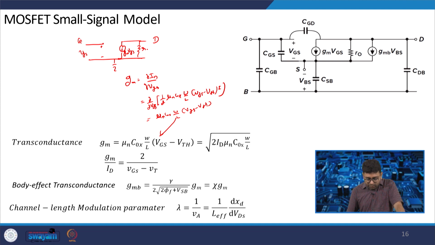Now, if you use the current equation together with this equation, you will get square root of 2 ID mu n C ox W by L. So, in this case your GM is a linear function of VGS. However, GM by ID is a function of 2 by VGS minus VTH. If you just divide GM by ID, this is the equation.